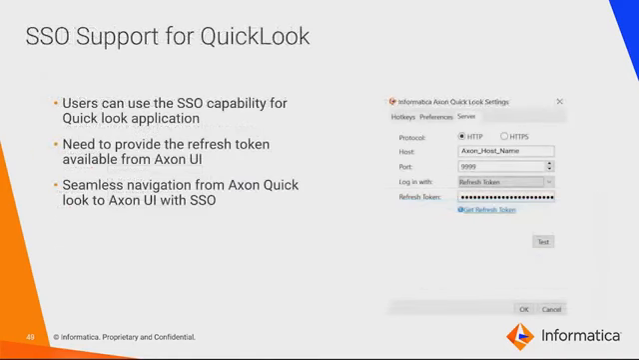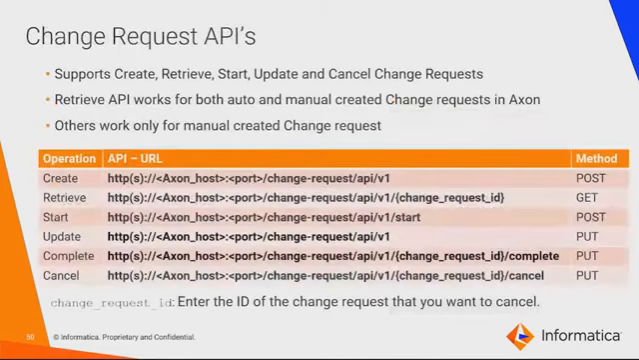Moving ahead, we have the SSO support for Quick Look, the desktop application version. So there in the configurations, you have the login with option where you can use the refresh token. There is a refresh token which can be retrieved from the Axon UI of the customer, and the refresh token can be set to 30 days or 60 days maximum duration as well. So provide those refresh tokens, give the host and port information, and SSO is configured for the dashboard application, which is the Quick Look.